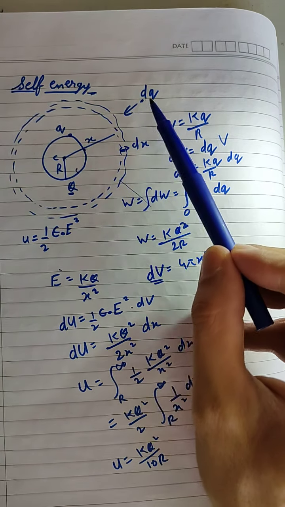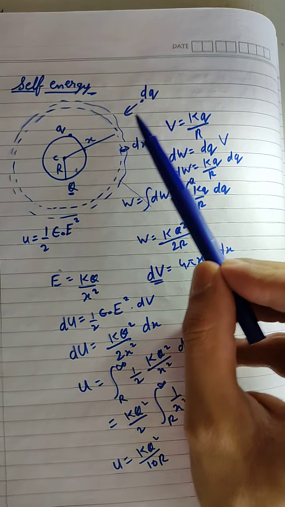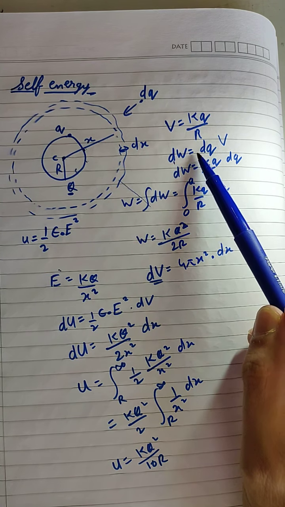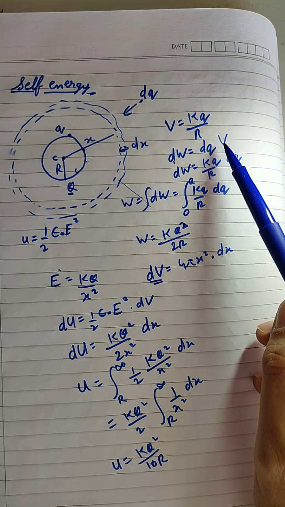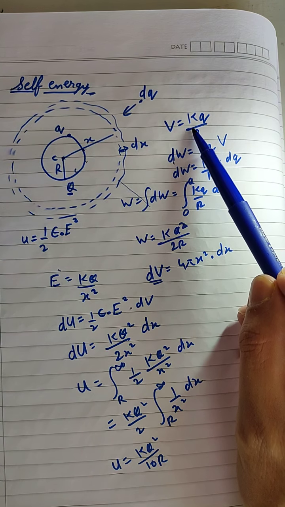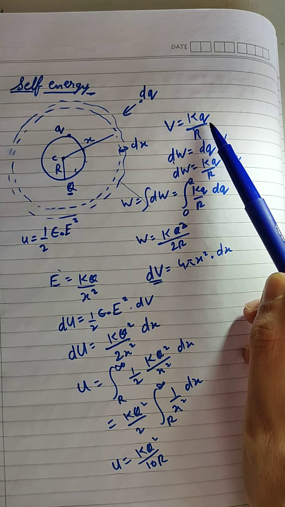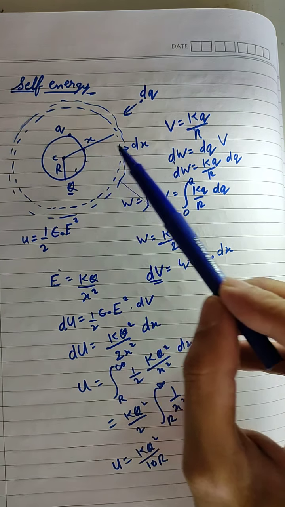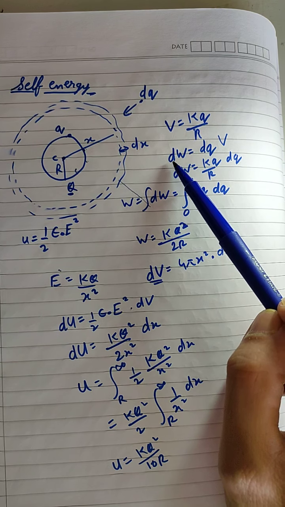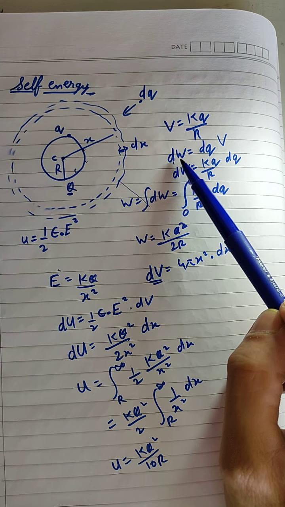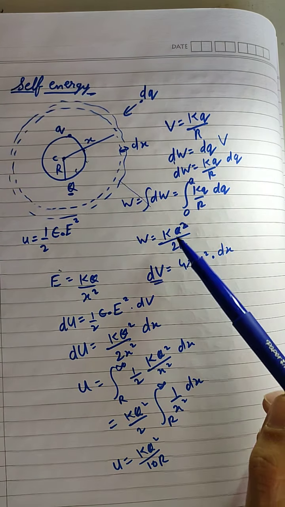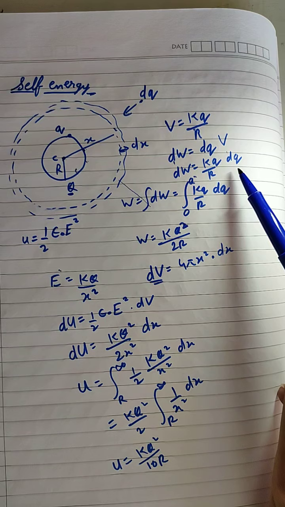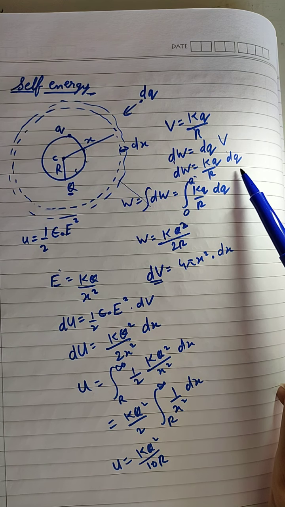Now let us say that bringing all the dq's from infinity to the surface, we do a total work dW equal to dq into V, where V is the potential of the surface, which is given as kq upon r, where q is the already existing charge on the surface of the sphere. So the small work done in bringing dq will be dW equals dq into V. Substituting the value of V here, we get dW equals kq upon r into dq.